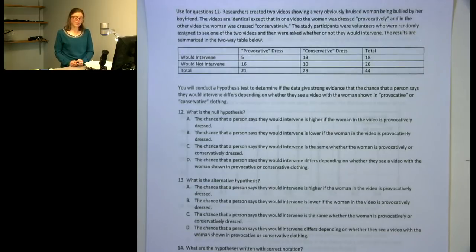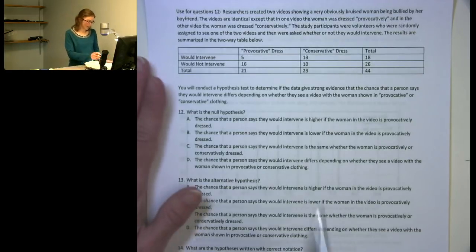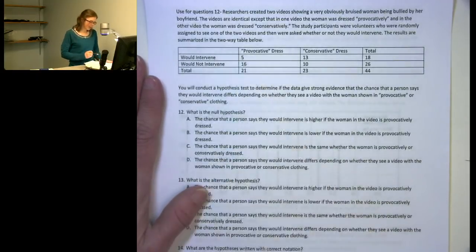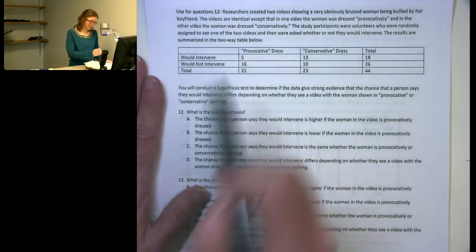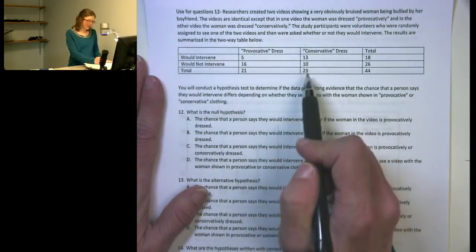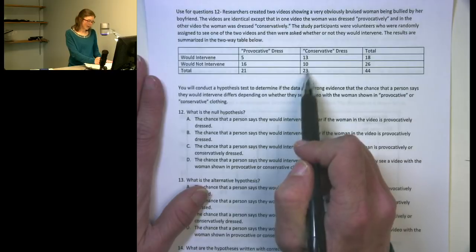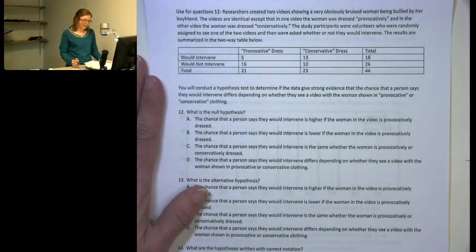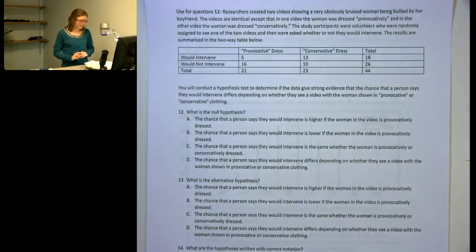The results are summarized in the two-way table below. You can see among the 21 people who saw the provocative dress video, 5 said that they would intervene, and 16 said they would not. Among those who saw the conservative dress video, there were 23 of them; 13 said that they would intervene, 10 said that they would not, and we've got the totals over here.